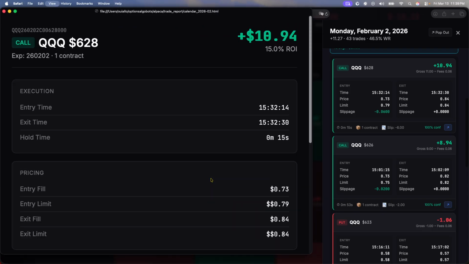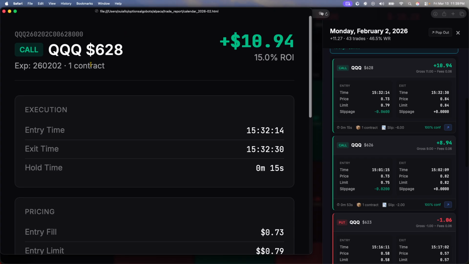All right, so you can see this was a call contract for QQQ at 628. Let's break this down. We were bullish on the market. We thought that QQQ was going to hit the 628 level. So we were able to make 10 bucks off of this trade, about 15% ROI.